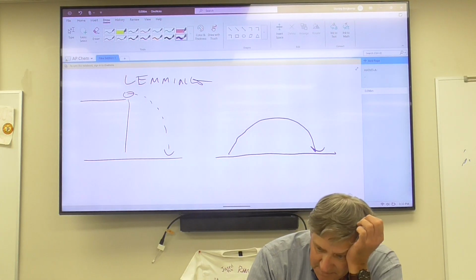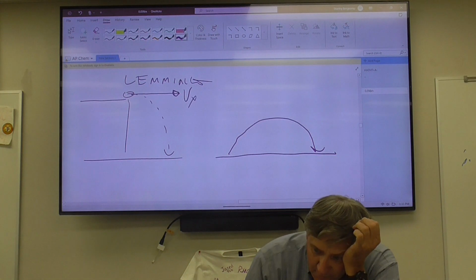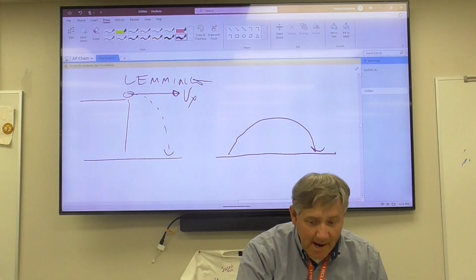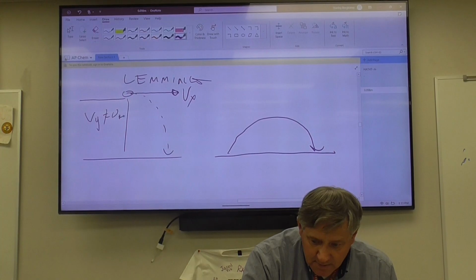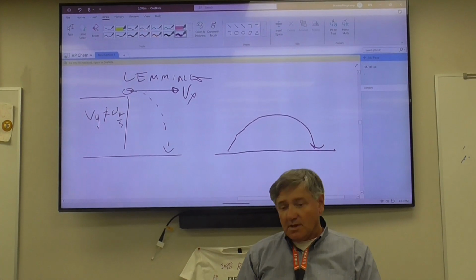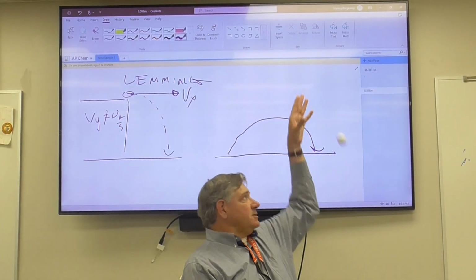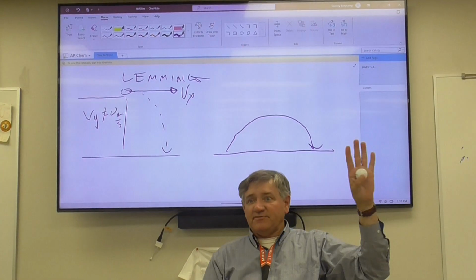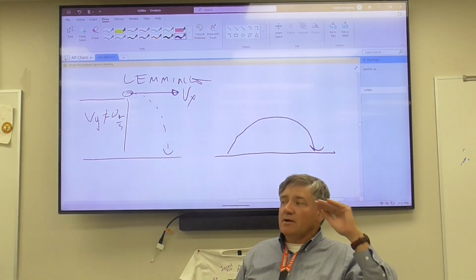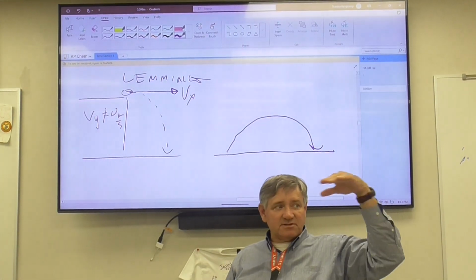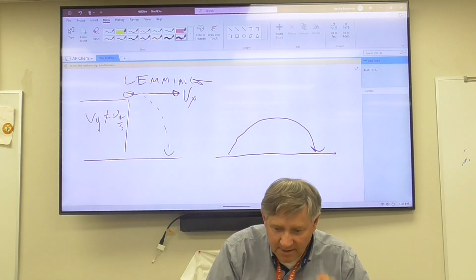So here's the story of the lemming problem, and this is all we're going to talk about today. The main thing about lemming problems is that this thing is going to take off with some horizontal velocity, but it will have no vertical velocity. So if I drop it, or if I just throw it horizontally, it doesn't make any difference. If it's launched horizontally, the only velocity it's going to have initially is in the horizontal. It will have no initial vertical velocity.